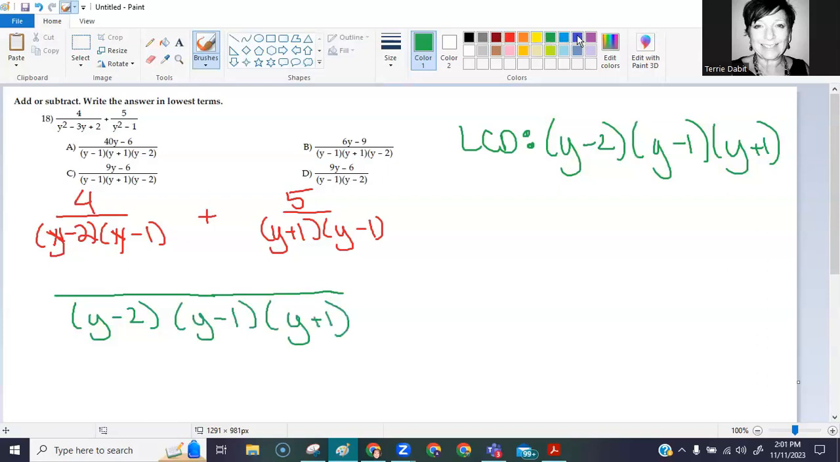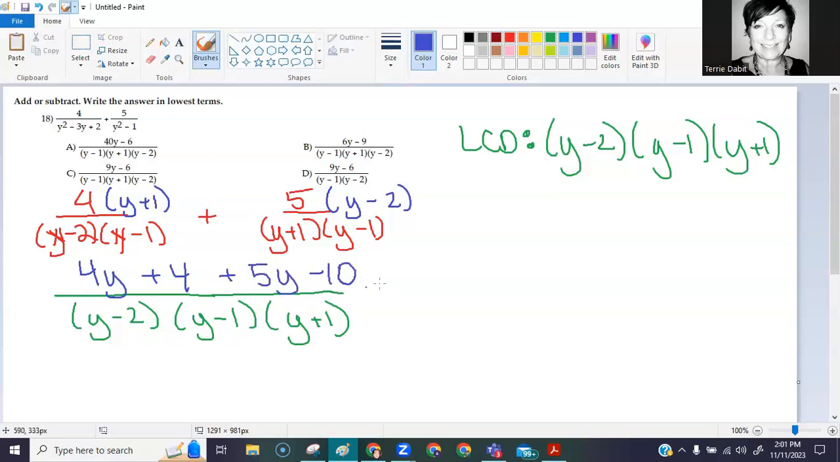Okay, next step is to look at the left side or right side and figure out which one we got missing. So if I look at my left side, I have a y minus 2 and a y minus 1. So therefore, what is missing is y plus 1. So I take my top and multiply that times y plus 1, and I will be left with 4y plus 4. And then I look at the other side and see what I have missing. What I have missing on the right side is y minus 2. So if I do distributive property there, I will have positive 5y minus 10.